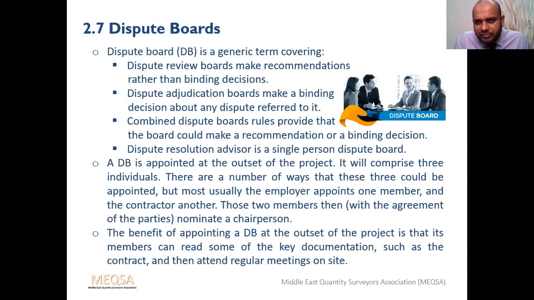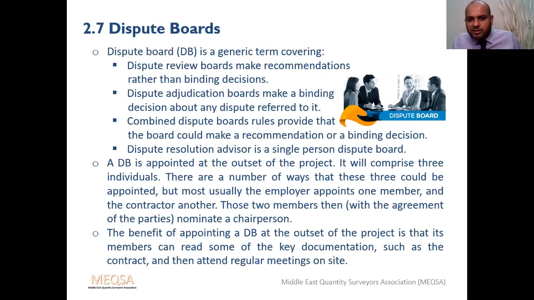The concept of dispute boards started in the US, and gradually in the 1970s it came to the UK, and JCT in 1970 started to use dispute boards. So in general, dispute boards have different names, for example dispute review boards and dispute adjudication boards in FIDIC, and combined dispute boards and dispute resolution advisors. These are all a neutral third party or a set of people, one, two or three. They deal with your dispute as a neutral agency and give some recommendation. In some cases it's binding, in some cases it's not binding, but in most cases arbitration and litigation give respectful thought to their recommendations.